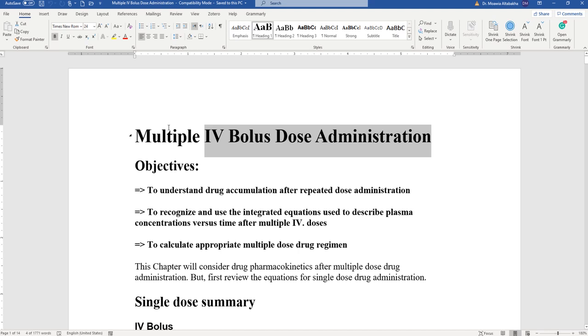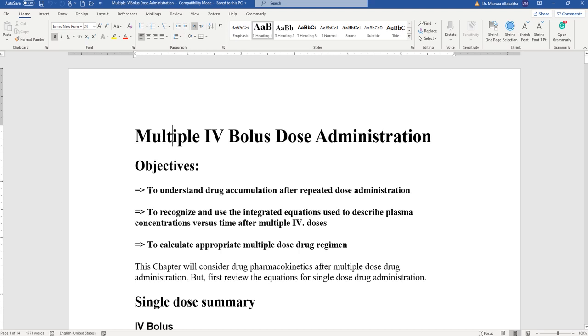Who can tell me? We said that IV infusion, in terms of pharmacokinetics, can be considered as multiple dose administration. How? We considered that every second a certain amount of drug enters. It's like we are having very small doses in a very small time interval, as if it is multiple dose administration. So here we have something similar in this case.